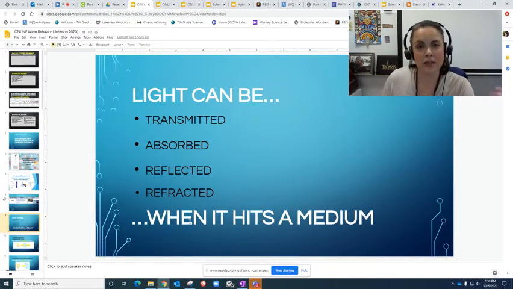So light can do several different things as it travels through different mediums. Light can be transmitted, it can be absorbed, it can be reflected, and it can be refracted. And we're going to talk a little bit about what each of those are.